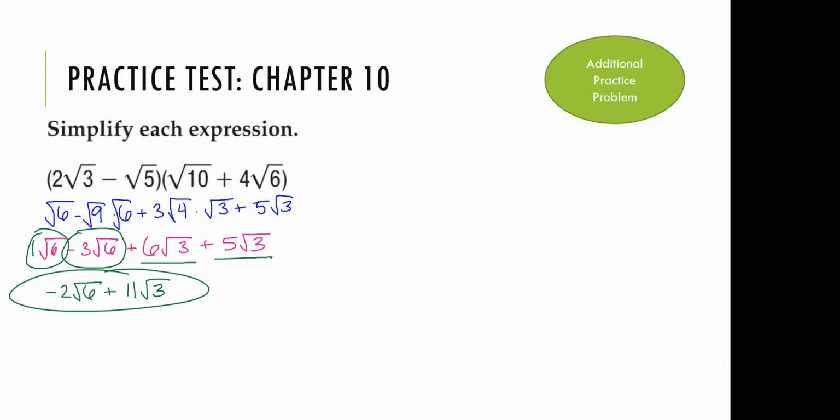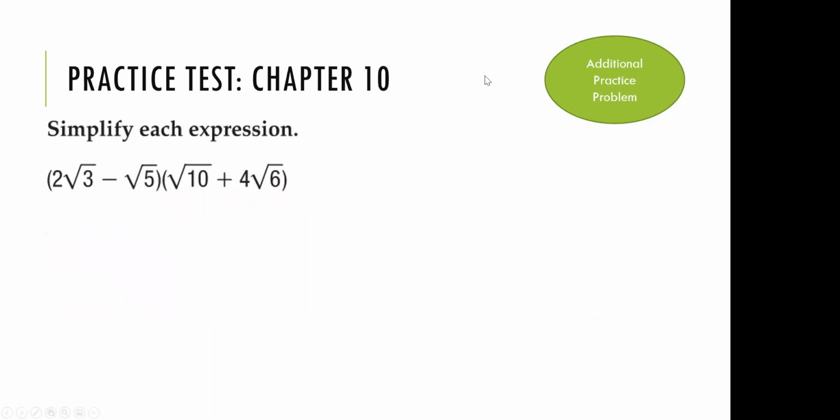All right, and another additional practice problem, you will have one like this on the test. You have to use the FOIL method here, okay? So remember the first term would be 2 radical 3 times radical 10. So that would be 2 times radical 30. And then the outer terms, 2 times 4 is 8. And then radical 3 times radical 6 is radical 18.